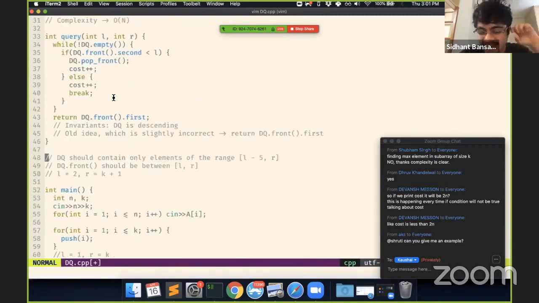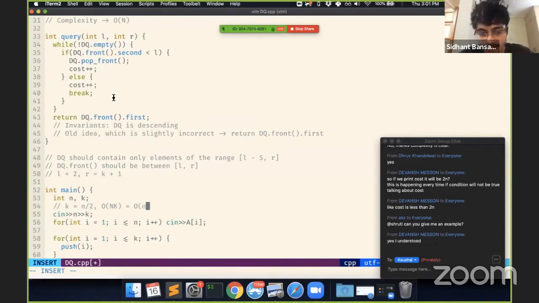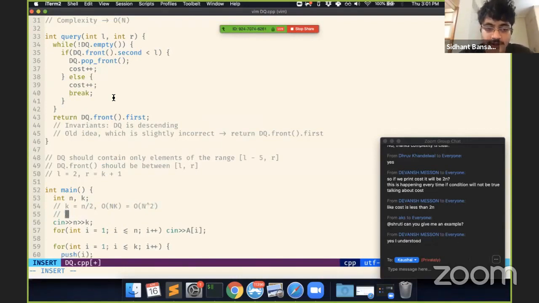I'm just trying to show that the algorithm itself is very fast. It's not taking nk steps or n square steps. Even if k was n by 2, the trivial order nk algorithm would have taken n square steps. But by cost, I can show that it's 3n, which means our algorithm is taking order n steps.